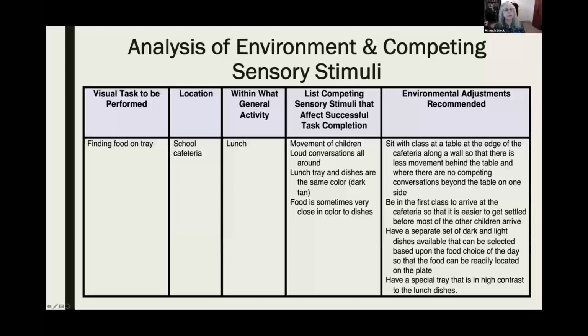For example, finding food on a tray in a school cafeteria. There could be competing things like movement of children, loud conversations, the dishes in the tray are the same color, and the food is sometimes very close in color. And there are things to reduce distractions, like sitting the class at a table at the edge of the cafeteria, being the first class to arrive for fewer distractions, making adjustments to the food dishes and the trays, and perhaps even having a special tray for the child.